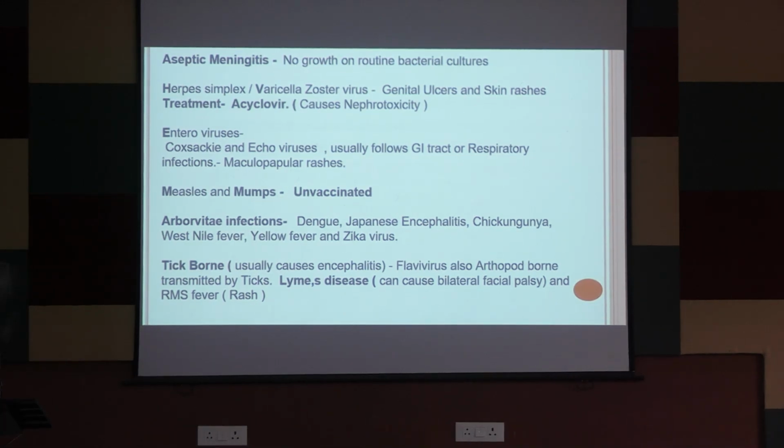And Lyme disease, I have already told you, is an important disease. It can cause bilateral facial palsy. There are some causes of bilateral facial palsy, like Guillain-Barré, atypical Guillain-Barré, diabetes, and another cause is Lyme disease. Both facial nerves are involved. Anyway, it's a difficult question.